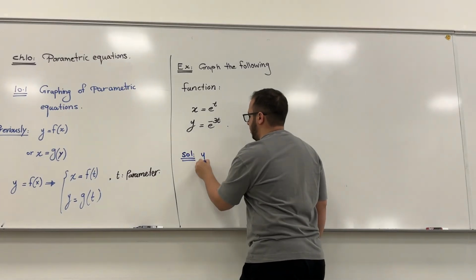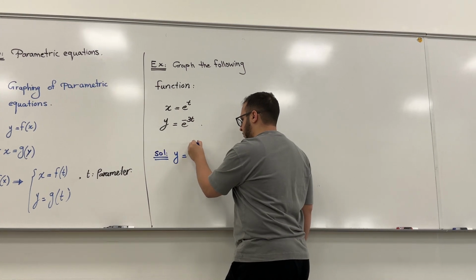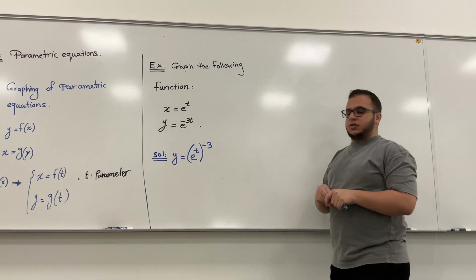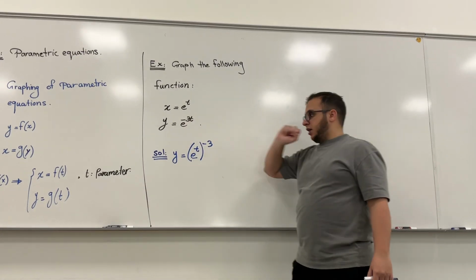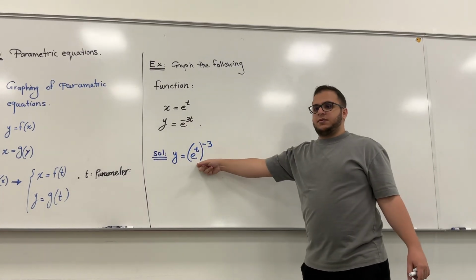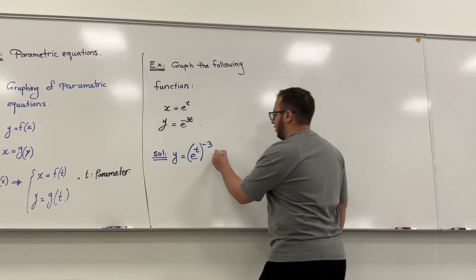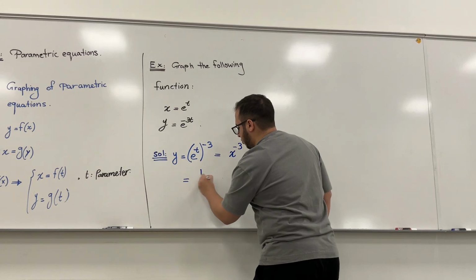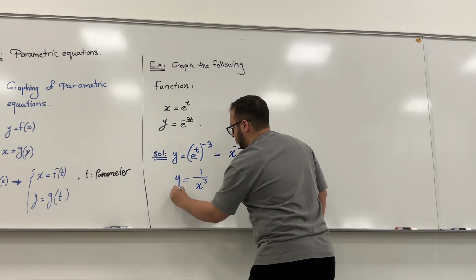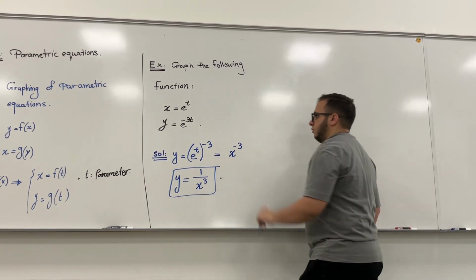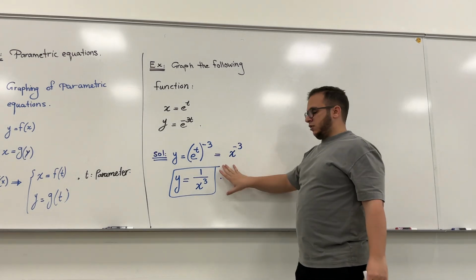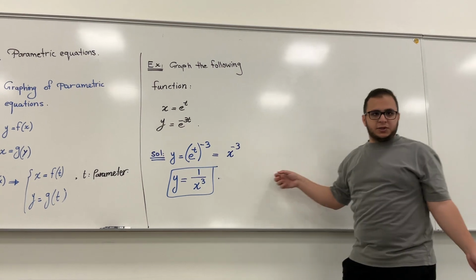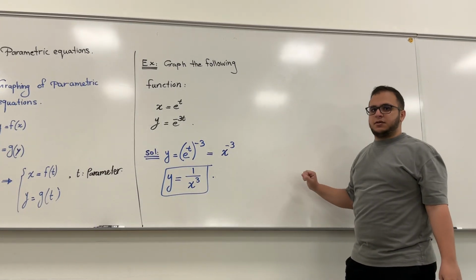So, for example, solution. I can write y as e to the t power minus 3, right? Just taking this outside. But what is e to the t? It's x. So technically I'm talking about x to the power minus 3, which is basically 1 over x cubed. So this question is identical to this problem. Like, as if someone told you, come and graph 1 over x cubed. Okay? That's the idea. Right?